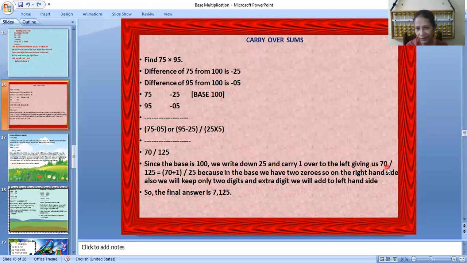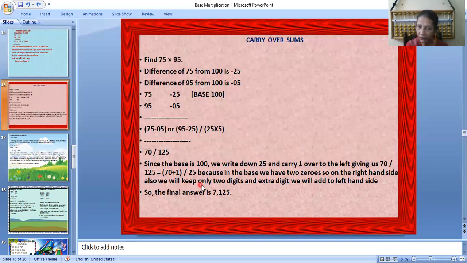Okay, on the left-hand side, you see here this 70 is written. So we will do 70 plus 1 here. Then we will put the slash here. And 1 we will not write here because we have to write only 2 digits here. Okay, because in the base we have only 2 zeros on the right-hand side.